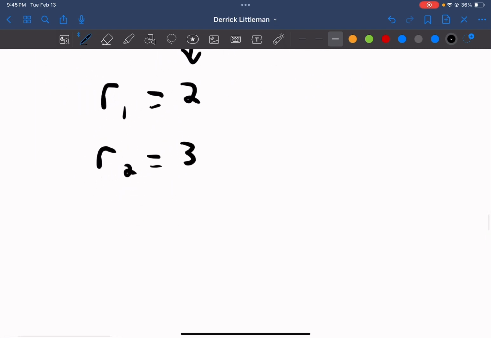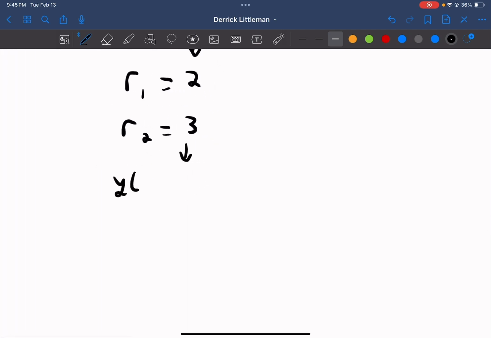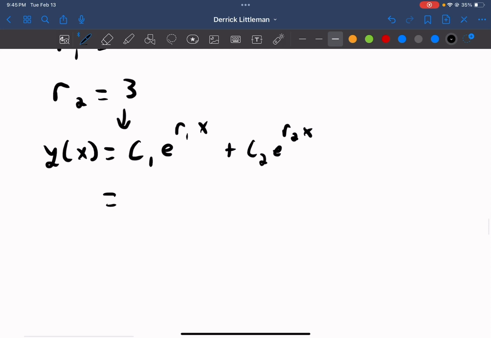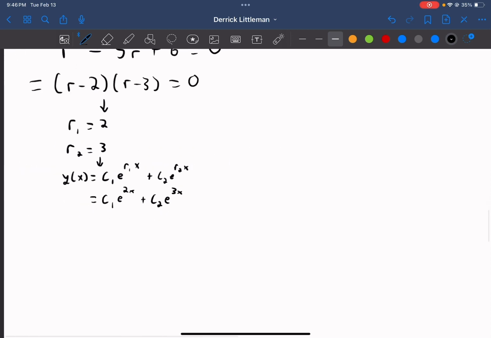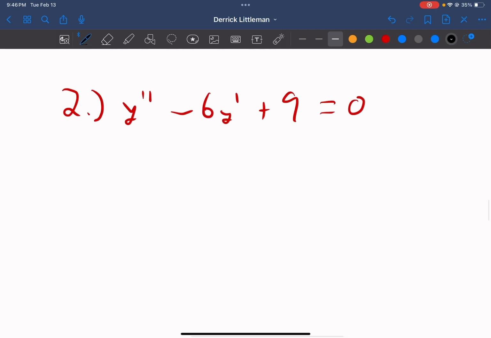Now because we have two real roots, we can write down our general solution y of x in the form of c1 e to the power of r1 x plus c2 e to the r2 x. Okay, now let us plug in the values. So now we have c1 e to the 2x plus c2 e to the 3x. Okay, very nice. Now let's move on to question number 2.